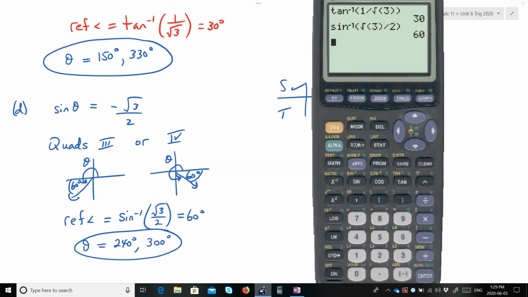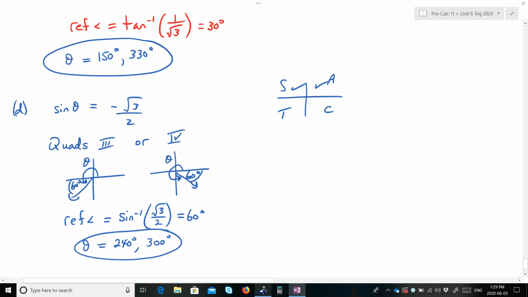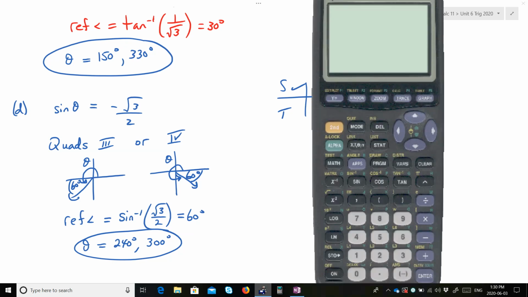Okay, so if we check that, oh, actually it's complicated to do that. Well, not too bad. Check this out. Sine 240 is that, and sine 300 should be the same thing. Is that equal to negative square root 3 divided by 2? Yes, it is. Okay, so there we go.